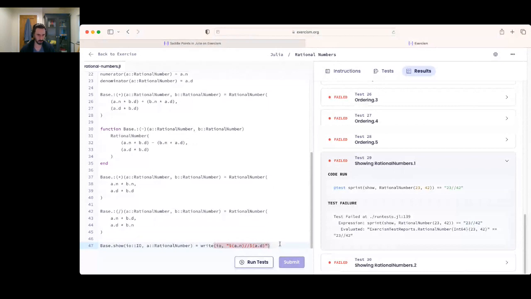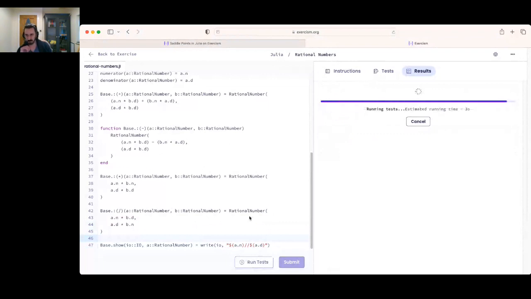Oops. Feels like that should work. Let's give it a go and see if we can get some more tests to pass. It's the most exciting bit, just watching the tests.